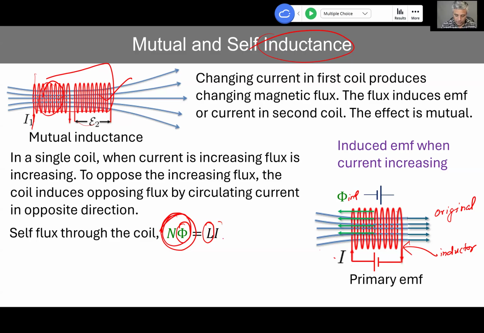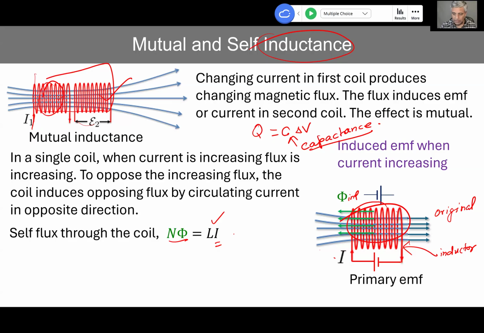So total flux is proportional to the current, but it also depends on the property of this coil. That's why it is called inductance. Just like with a capacitor, Q is proportional to the change in voltage, and we replaced that proportionality sign by C and called it capacitance. Over here, we are writing in terms of flux and current. When I solve for C, it becomes Q over delta V. Similarly, I can solve this one for L, so it becomes that.